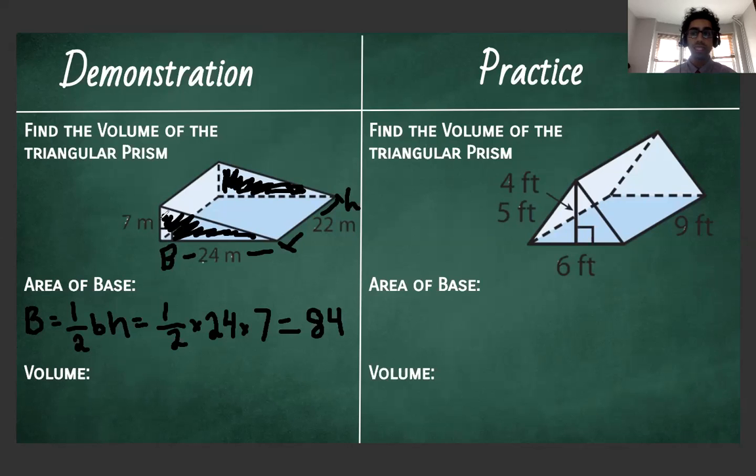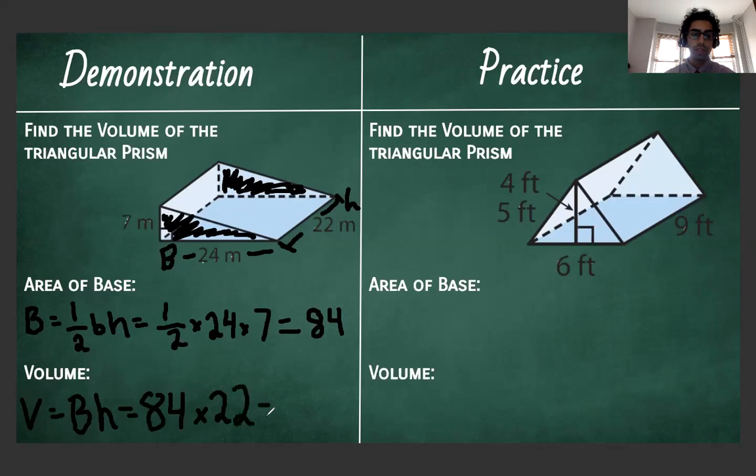That's really helpful because now I can move on to the next step. To find the volume of the whole triangular prism, we're going to take the area of the base and multiply it by the height. In this case, when I say height, I mean the distance between the bases. So what I knew from before, the area of my base was going to be 84. And the height, or the distance between the bases, is 22.